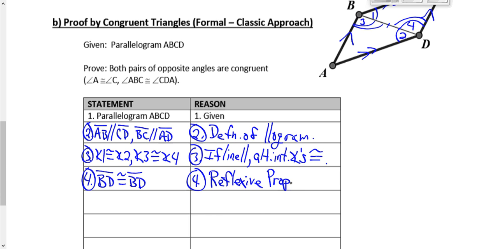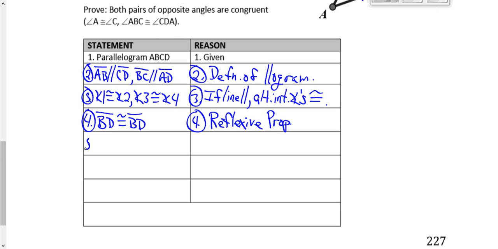Do we have enough to say the triangles are congruent? So 5, let's say triangle ABD congruent. Let's get this part right, correspondingly. Triangle ABD to CDB. Good. What's our reason? There we go. Angle, side, angle.